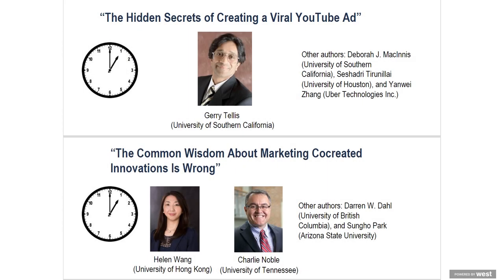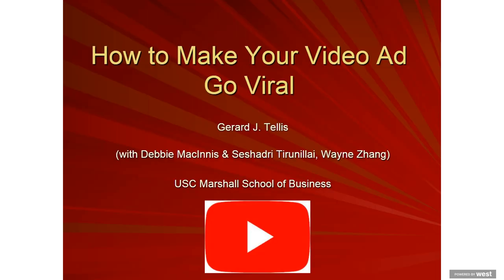So our first article today will be presented by Gerry Tellis from the University of Southern California Marshall School of Business. And the team of researchers that he worked with sought to understand what types of marketing communication strategies would influence whether an ad would go viral on YouTube. And they studied over 109 top brands across 345 YouTube ads and investigated over 60 ad characteristics. And their findings actually offer considerable insight.